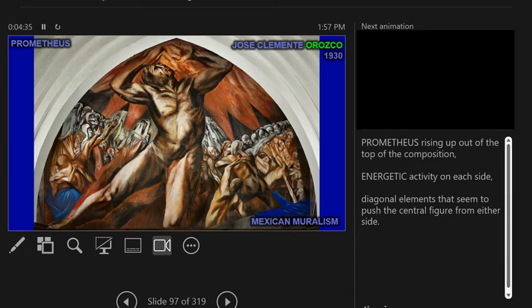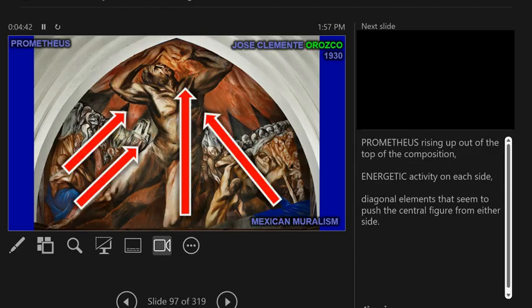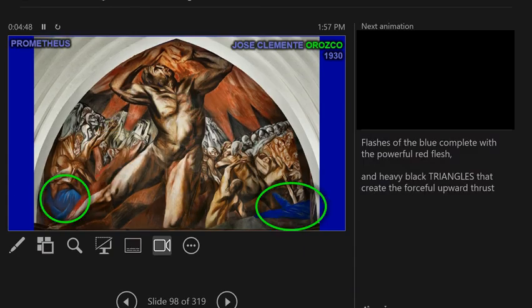And so notice that Prometheus is rising up out of the top, and we have a lot of really energetic lines that are pointing up, that have the motion going up. Then also we have these interesting blues down in the lower corners to counterbalance all the red and orange up in the sky. And then we have these triangles that are pointing up as well. It's a really interesting composition.